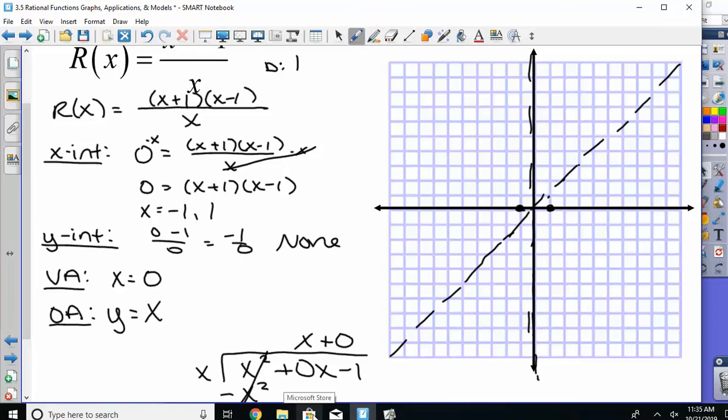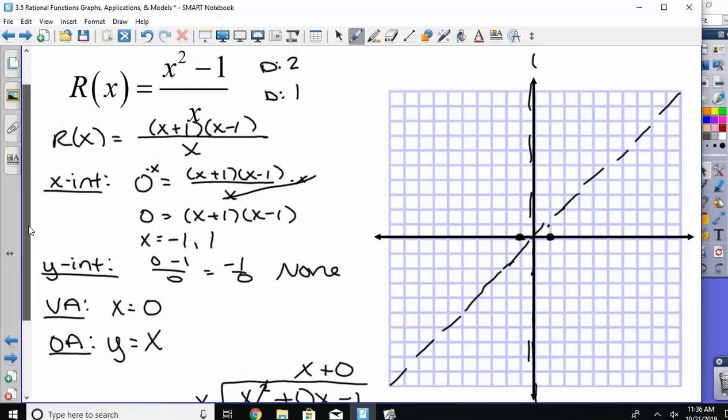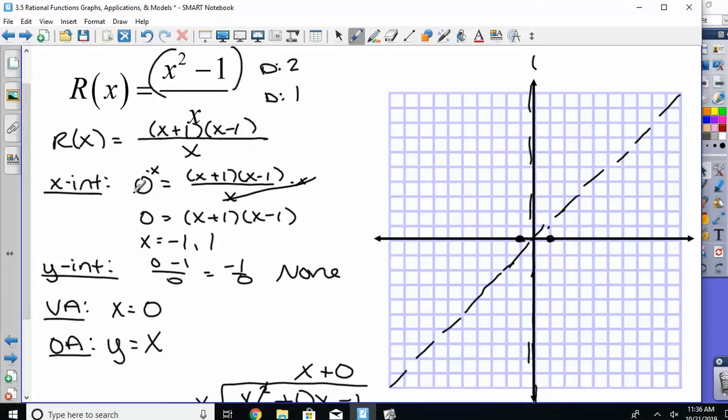We've found all of our information. Now we have to fill in the blanks. So you need to go to your calculator. I would just plug in the original. Make sure you put the numerator in parentheses. So x squared minus 1 divided by x. And so our graph, we know it hits these points. So we get something like this.